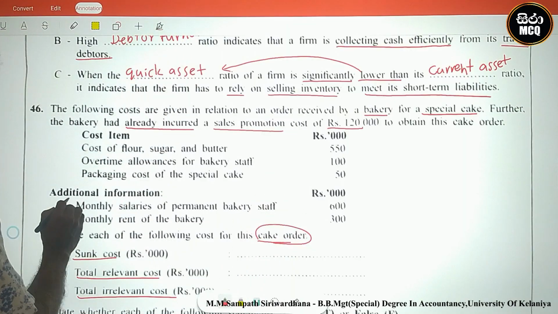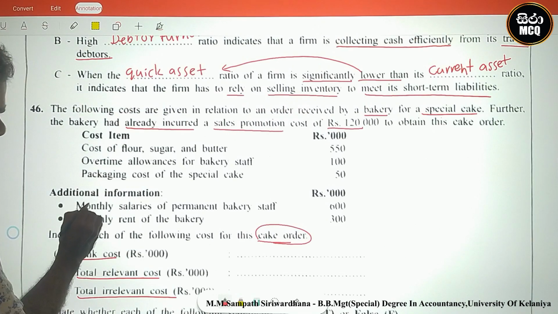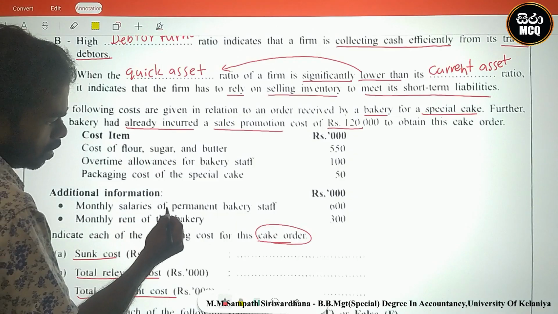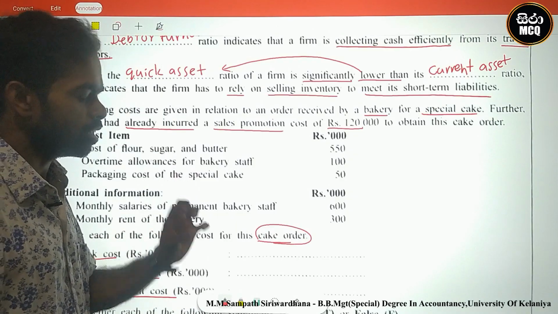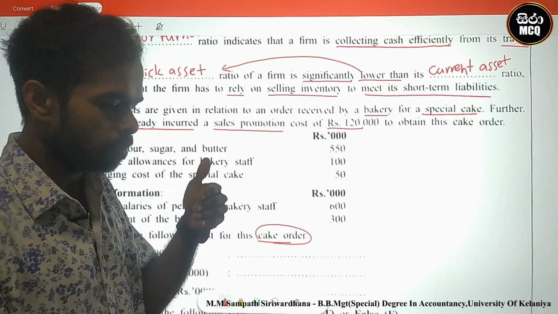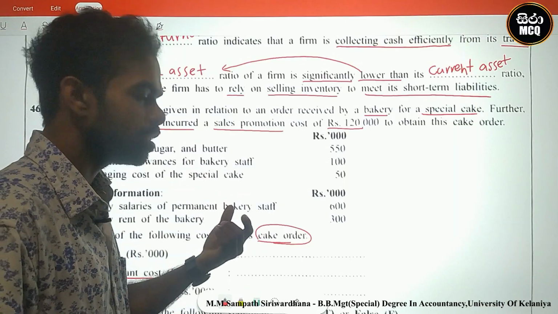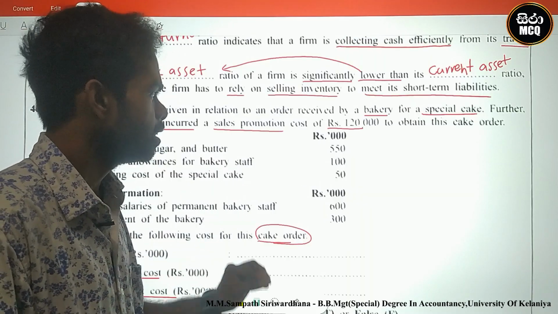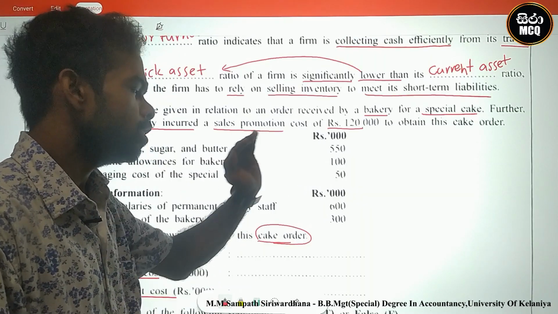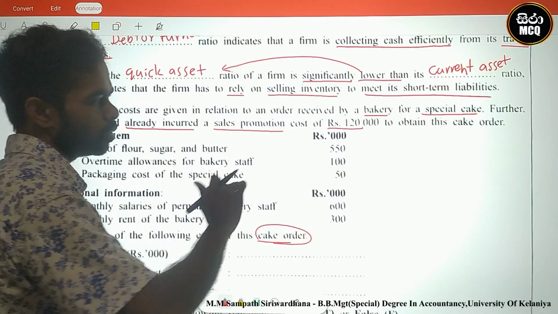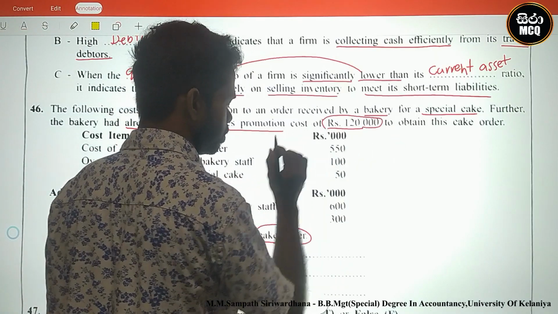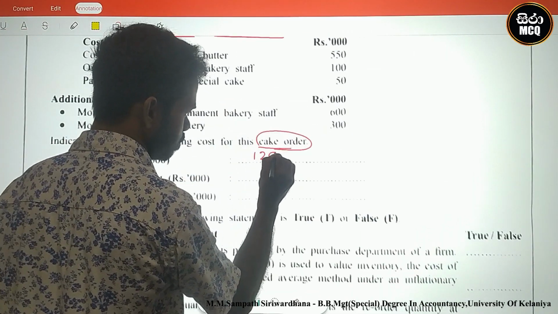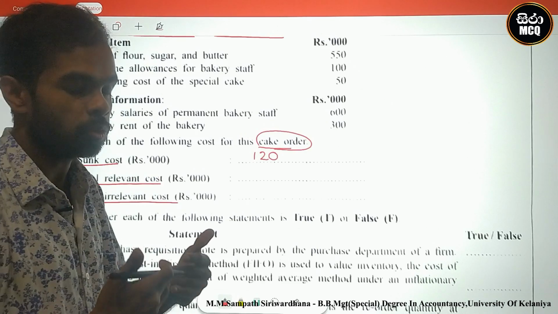Okay, look here. Another one. Additional information: monthly salary of the permanent bakery staff and monthly rent of the bakery. These are not sunk costs. They are carried out during the monthly working period, and at that time they paid this cost. Before the decision making, the only cost is the sales promotion cost, which is the sunk cost already done. So 120 is the answer, the sunk cost before the decision making.